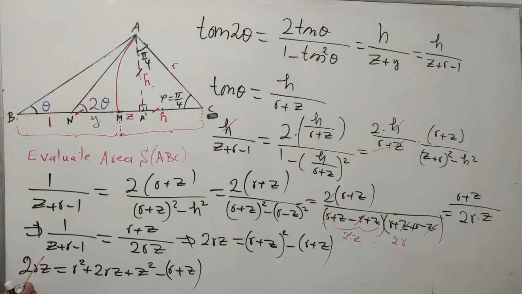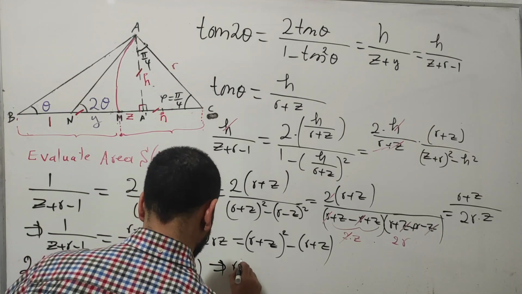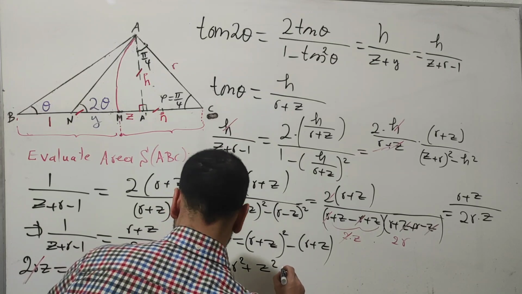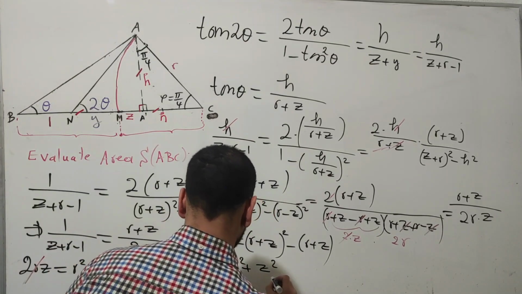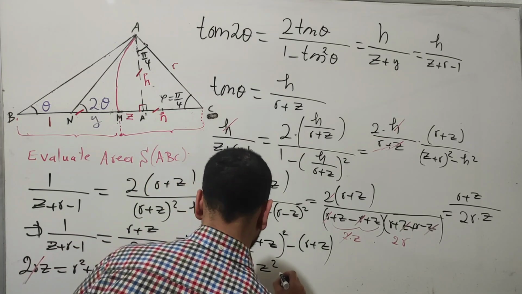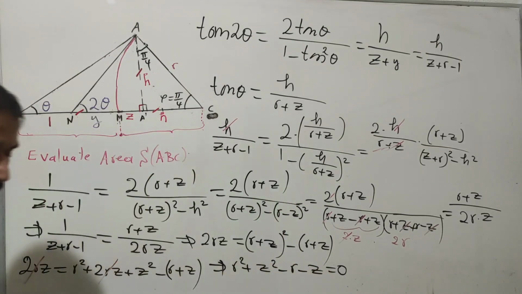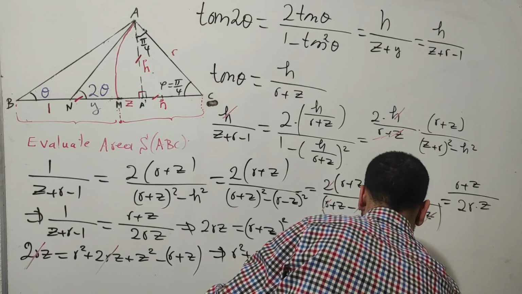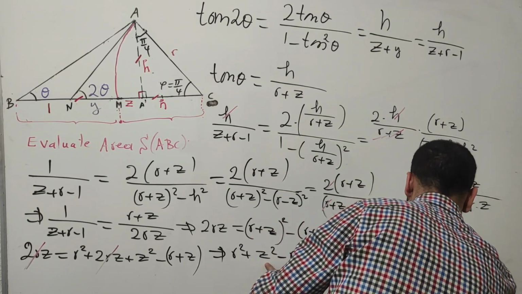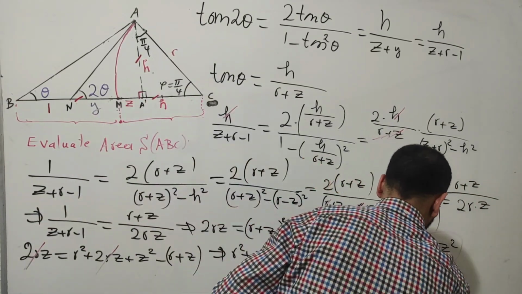So 2rz is going to be cancelled out with this one. I will be left with the following: I get r square plus z square by taking this one to the right, because I get 0 here. So I will have r square plus z square minus r minus z, which equals 0. Okay, so we'll end up with the following: r square minus r, which equals z minus z square. Okay, so I have ended with this nice formula.